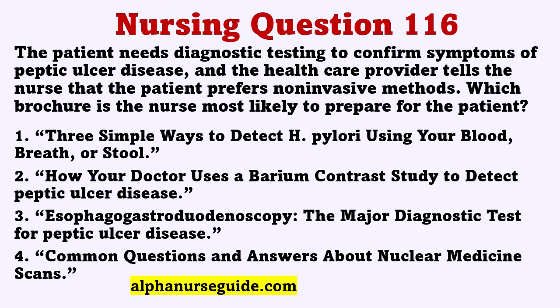The correct answer is 1. 3 simple ways to detect H. pylori using your blood, breath, or stool. Rationale. H. pylori is frequently associated with peptic ulcer disease, and the organism can be detected through breath, blood, or stool. Esophagogastroduodenoscopy is the best test for peptic ulcer disease. However, it is considered an invasive procedure. A barium contrast study may be ordered for a patient who cannot undergo an endoscopy. A nuclear medicine scan may be ordered if gastrointestinal bleeding is present or to detect gastric emptying disorders.